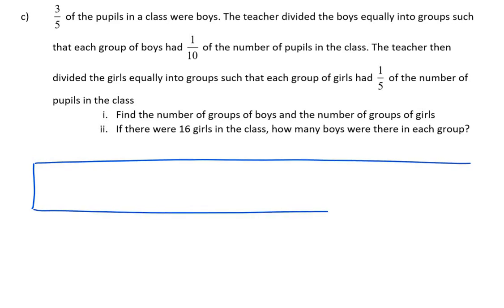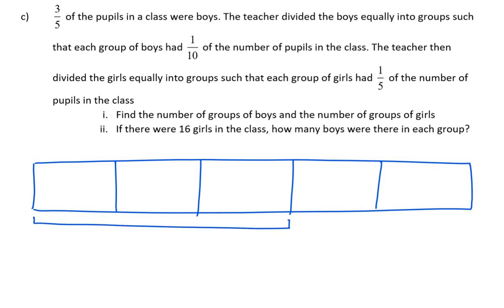So there's my entire class. I'm going to divide it into groups of 5. So 1, 2, 3. Well, now these don't particularly look very even, so let me try that again. 1, 2, 3. That looks much better. So 3/5 of the class are boys. So there are 3 parts out of the 5 parts are boys.